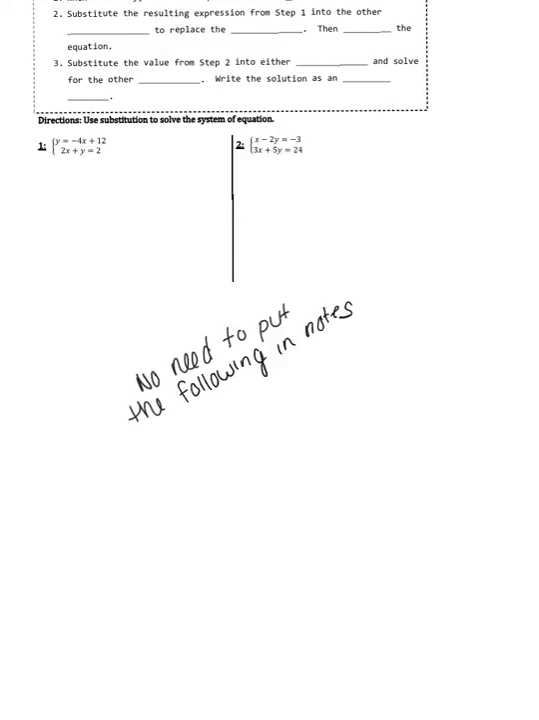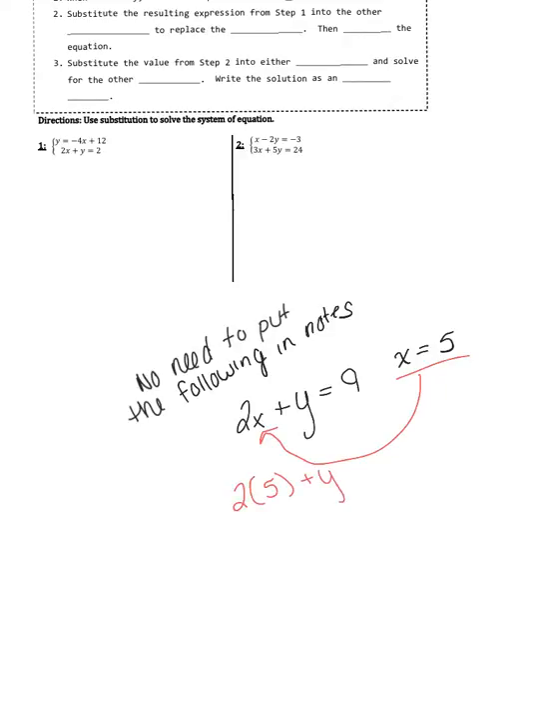Okay, so let's say I had the equation 2x plus y is equal to 9. If I told you that x was 5, what would you do with that information? Well, you would take that value for x and plug it in for x down here. So I would do 2 times 5 plus y is equal to 9. And 2 times 5 is 10. Then I would solve for y by subtracting 10, and I would get y is equal to negative 1.